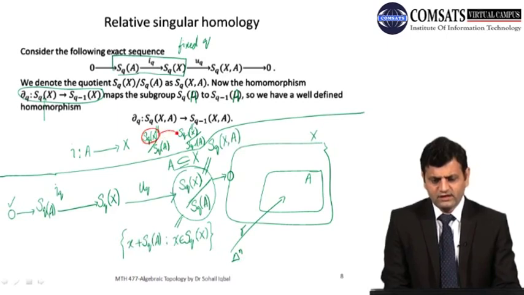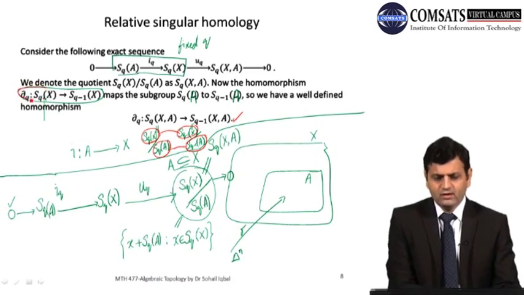This SqX is contained in this thing, and these q-chains of A are contained in the (q-1)-chains of A. So the upper part is contained in the upper part, and the lower part is contained in the lower part. So we can say that there is this well-defined homomorphism. Of course, we define this homomorphism using the boundary operator of this singular complex on X.